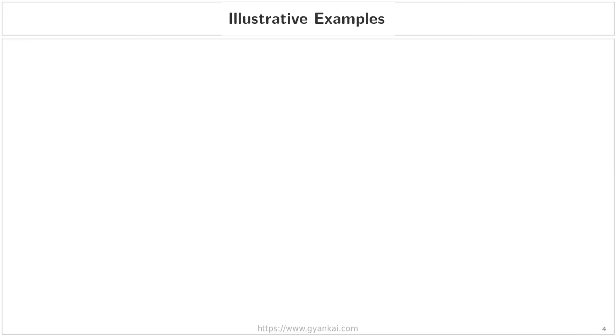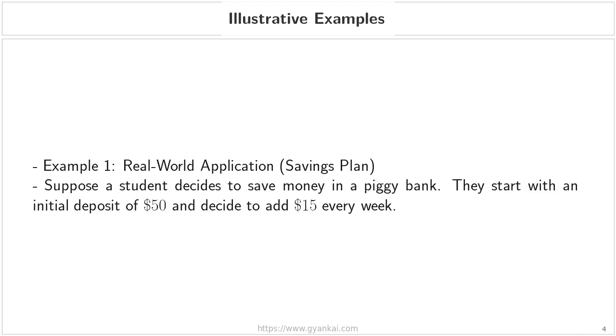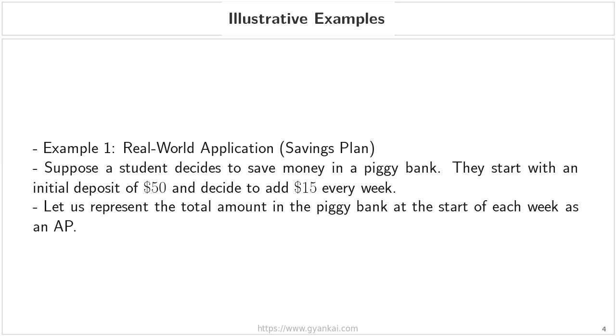Illustrative examples. Now that we have understood the step-by-step logic of how to build a sequence, let's move from theory to practice with our first illustrative example. Imagine a real-world scenario involving a savings plan. Suppose a student decides to start saving money in a piggy bank. They begin with an initial deposit of $50, and to keep the momentum going, they decide to add $15 every single week. We can represent the total amount of money in the piggy bank at the start of each week as an arithmetic progression.